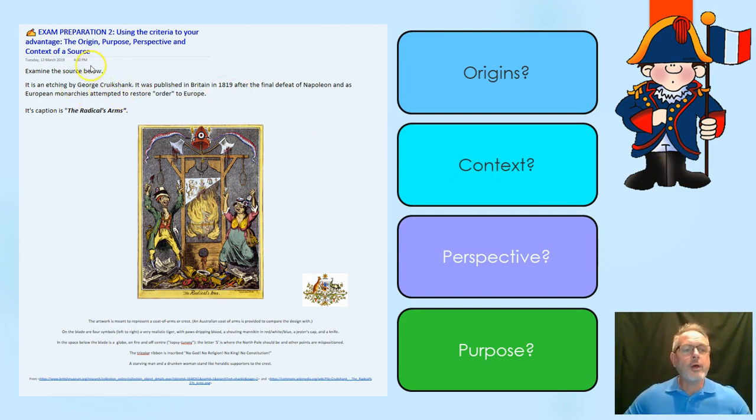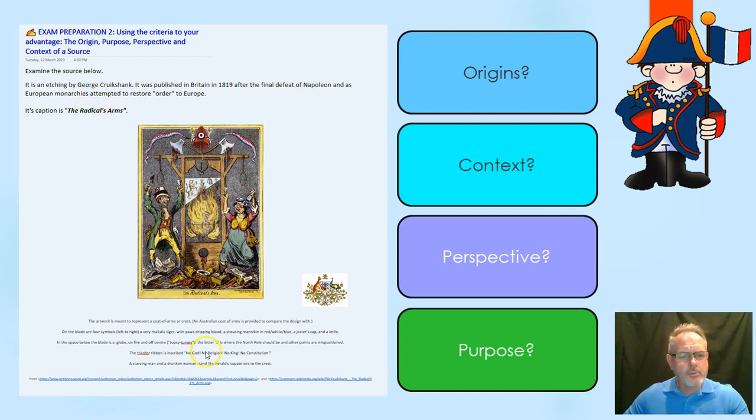We've got the author, the creator, the artist at the top, George Cruikshank. We know it's an etching, and hopefully we remember what that is. It was made in Britain in 1815, and we know that's 4 years after Waterloo, the end of Napoleon, the final defeat. It's given to us. European monarchies are trying to re-establish order. That's told to us, so we've got quite a bit there.